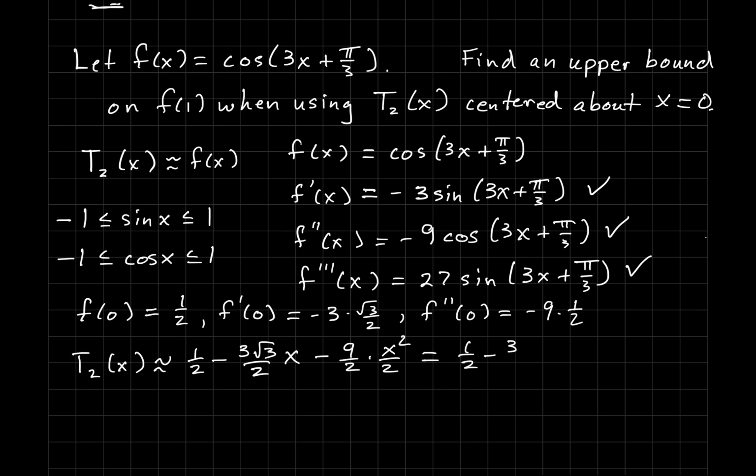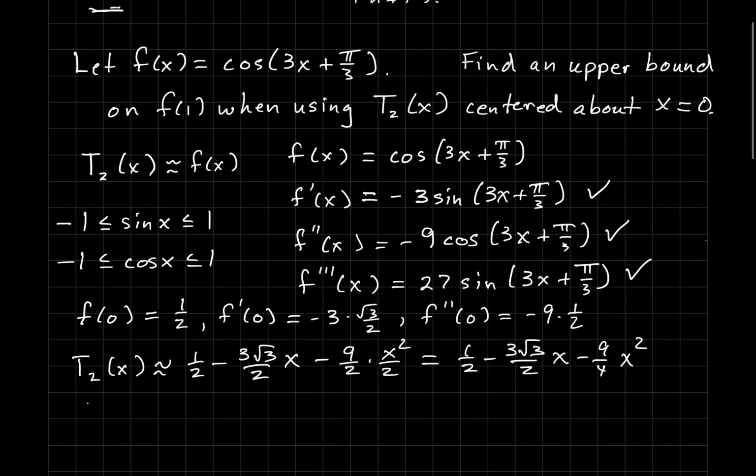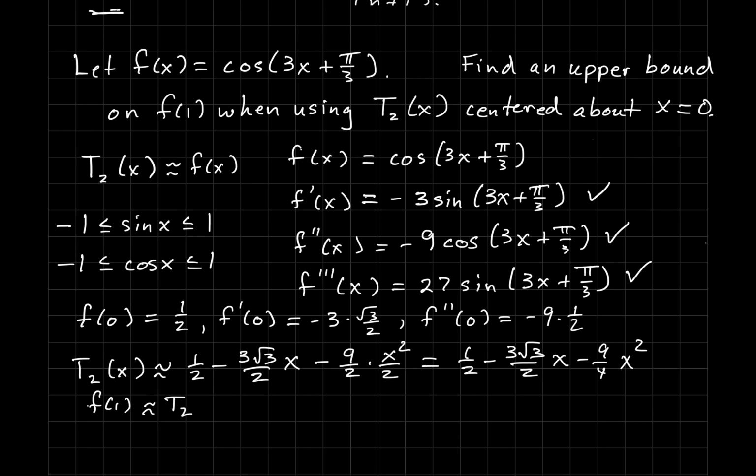And I'll rewrite this one just to make it a little bit pretty for us. So f of 1, therefore, can be approximated by my second degree polynomial at 1, which is a half minus 3 root 3 over 2 minus 9/4. And I'll just call that A.